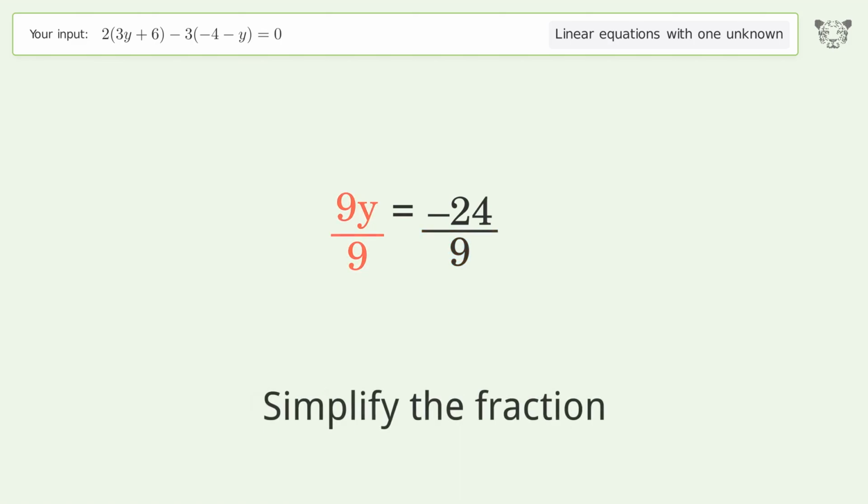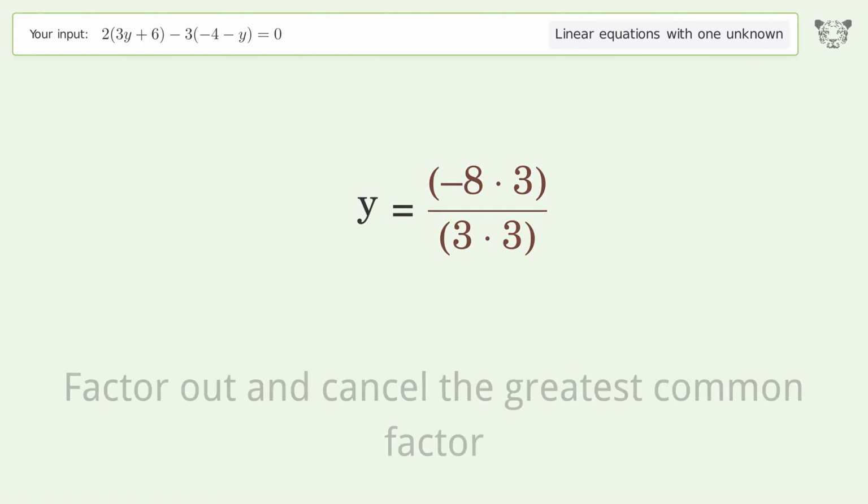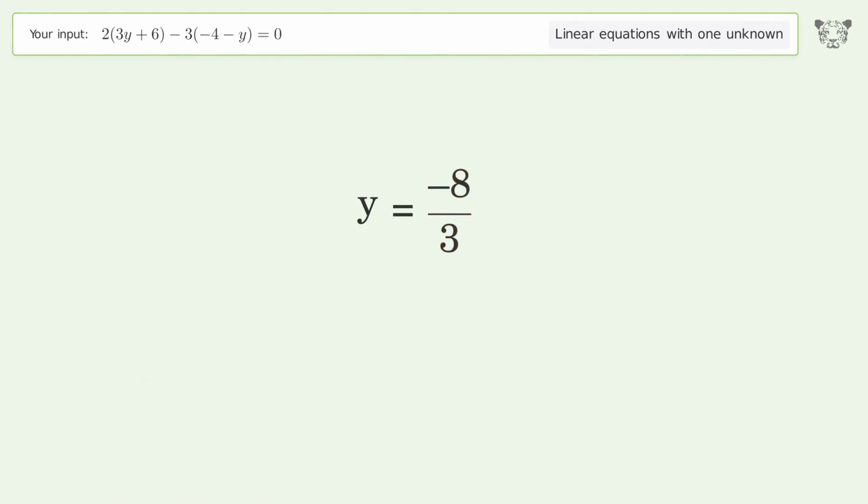Simplify the fraction. Find the greatest common factor of the numerator and denominator. Factor out and cancel the greatest common factor. And so the final result is y equals -8/3.